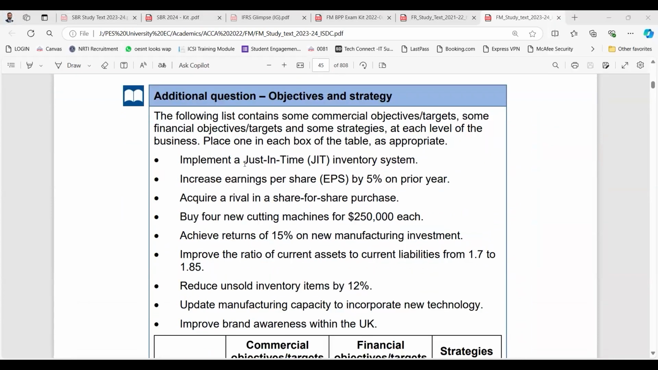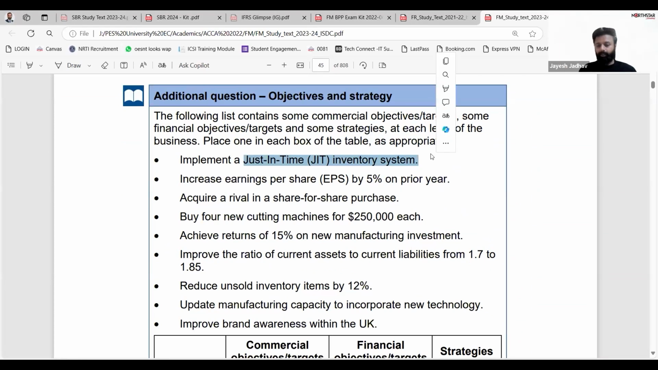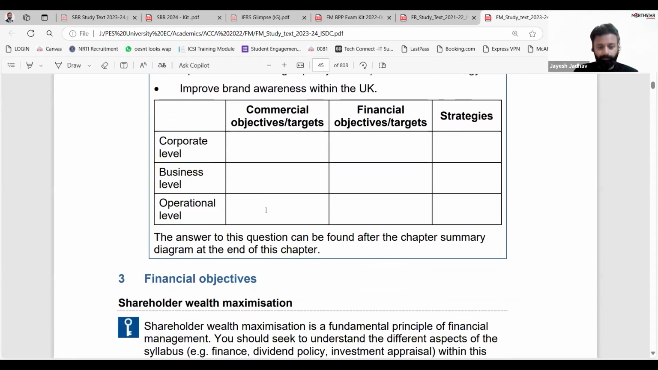How many of us know what is just in time? This will be relevant for performance management, but I'm still asking. How many of you know what is JIT? You manufacture the products once you get the order for it. Fantastic. Mohammed, thank you so much for that. I believe restaurants are the best examples of JIT. They only make the dish once they receive the order. That would be a good example.